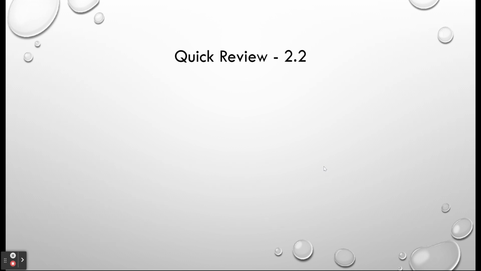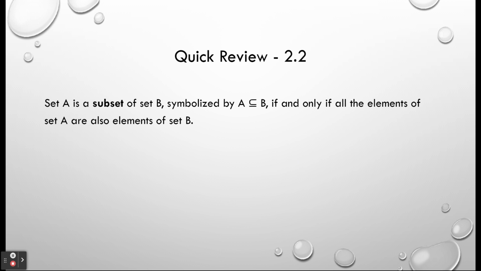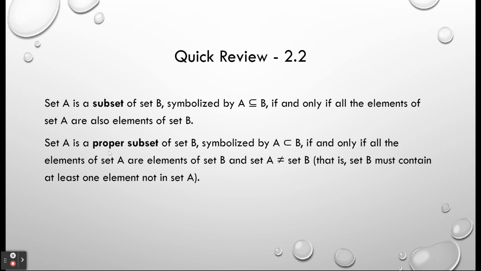For 2.2, here's what we're adding. Those of you who are keeping notes, add this to your notes. Set A is a subset of set B, symbolized by A ⊆ B, if and only if all the elements of set A are also elements of set B. Set A is a proper subset of set B, symbolized by A ⊂ B, if and only if all the elements of set A are elements of set B and set A is not equal to set B. That is, set B must contain at least one element that is not in set A.